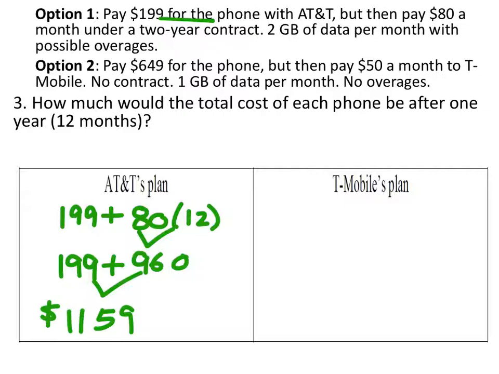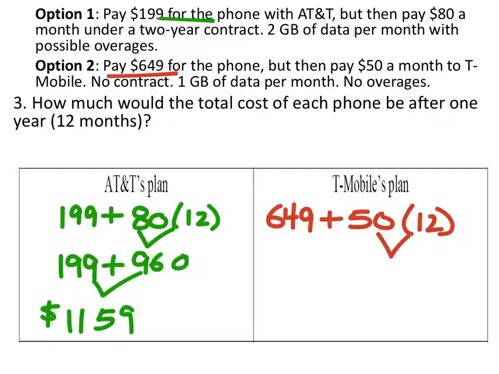So we'll do the same thing for T-Mobile. We got $649 phone, adding $50 a month for 12 months. So again, this 50 times 12 tells me how much it cost just in the monthly payments. 50 times 12, so again, just 0, but 5 times 12 is 60. So that's $600 for the 12 months. Add the $649. So 9 plus 0 is 9, 4 plus 0 is 4, 6 plus 6 is 12.